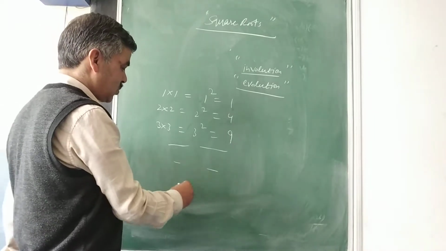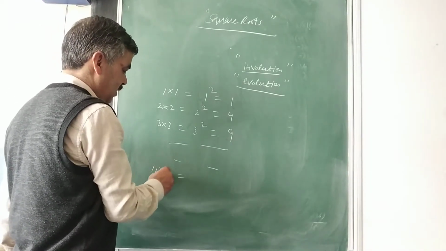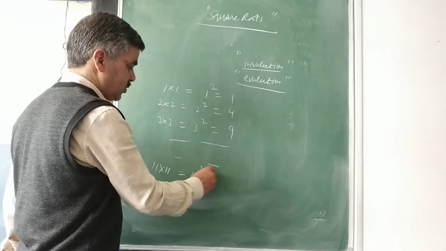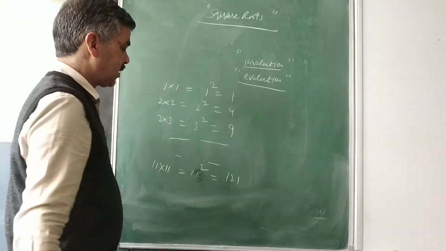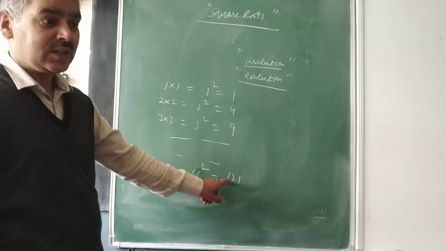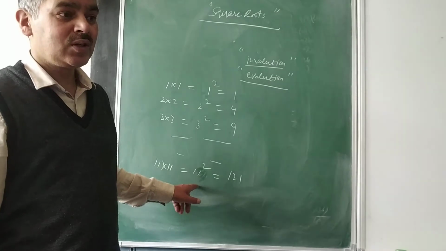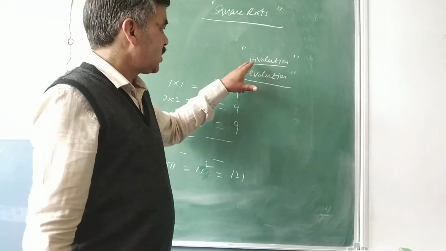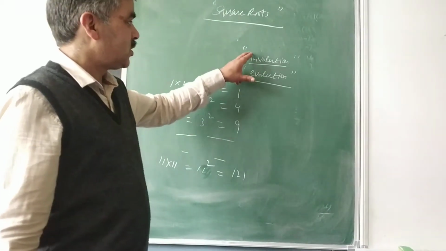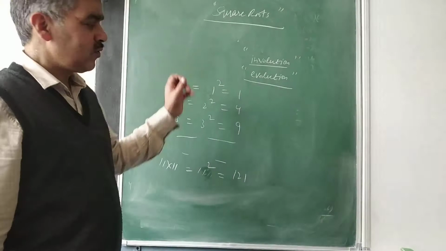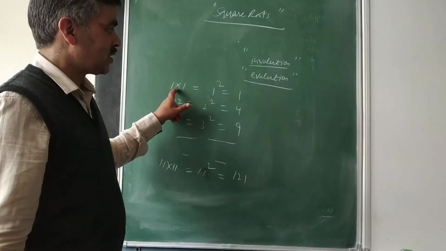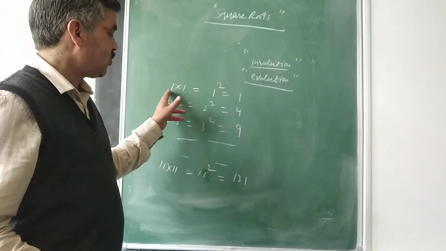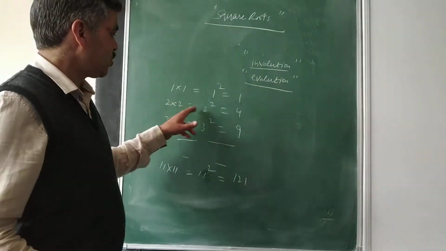Similarly, if you are saying the square root of 121, I need to write 11 square, and that is equal to 121. So the square of 11 is 121, which means 11 is the square root of 121. There are two things, involution and evolution. These two are opposite to each other. Involution means multiplying a number twice. Evolution is opposite to that, the square root. 1 into 1 is 1 square, then 2 into 2 is 2 square.